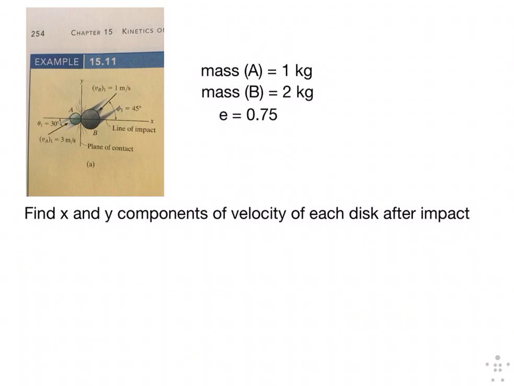So in order to use our conservation of linear momentum and coefficient of restitution, we need to break these into x and y components. So we need to break our velocities into x and y, and we know that momentum is conserved along the line of impact for the system of particles A and B, and momentum is conserved individually for each disk alone along the plane of contact, which is along the y.